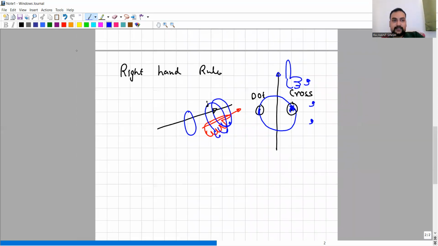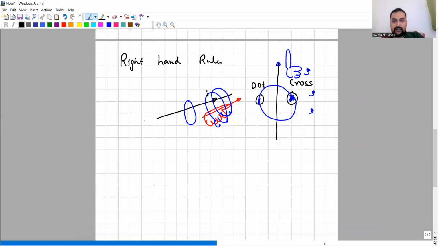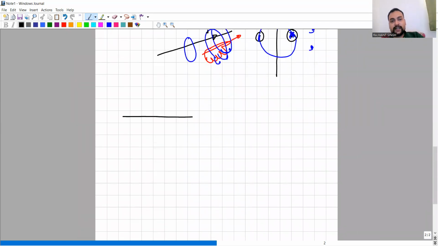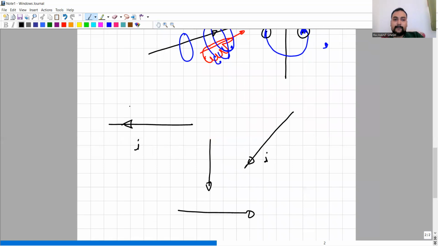So you need to practice this. Draw these figures in your notebook right away and practice this right now before moving on. Pause the video and practice this so that you get this nicely. Place your thumb in the direction of the current, and then figure out the direction of the fingers.